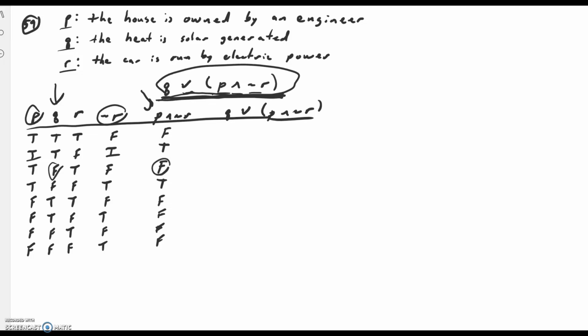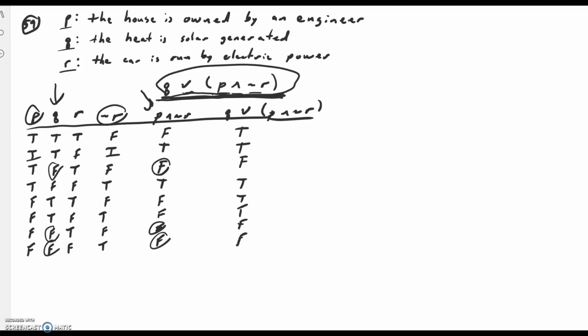Q or P and not R. So both of these are false. That means the OR is going to be false. It looks like both of them are false here and here. So these are false. It looks like this one's true, this one's true, this one's true, this one's true, and this one's true. So the book has us, in what cases is this true?